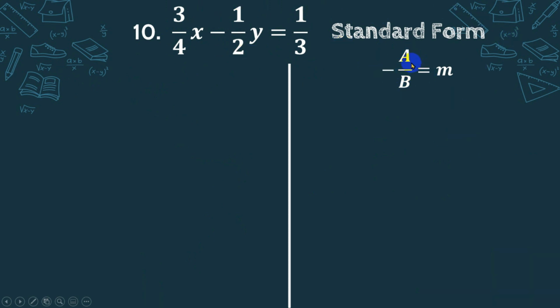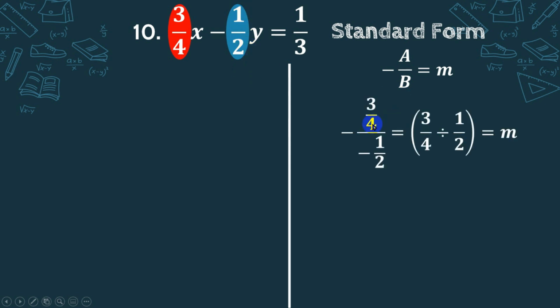So, meron tayong negative a over b is equals to the slope. Kunin natin ang ating a, that is the numerical coefficient of x in standard form, and 3/4 po yun. Then, kunin natin yung b sa ating standard form, and that is the numerical coefficient of y in the standard form. And that is negative 1/2. Huwag nyo pong kalimutan na meron tayong minus kaya magiging negative po si 1/2. So, magkakaroon tayo ng negative of 3/4 all over negative 1/2.